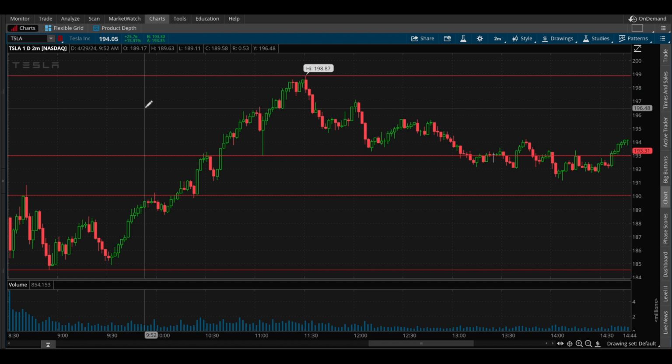So for this video, I'll just simply focus on these 4 price levels, the 198, this 193, the 190 level right here, and then of course this 184. These will be the primary focus, okay? So that's going to be step 1, charting for the price levels.